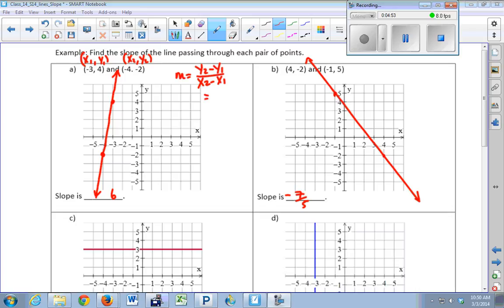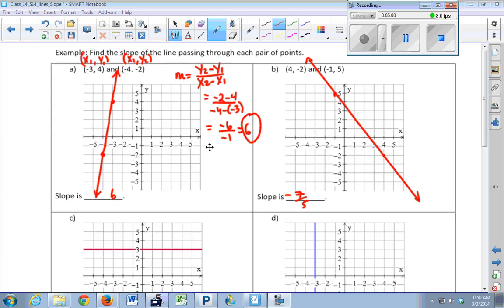So let's see, we get here -2 take away 4 over -4 take away a -3, which is -6 over -1, which is 6. So our slope for the first line is 6. Anybody have a question on that?